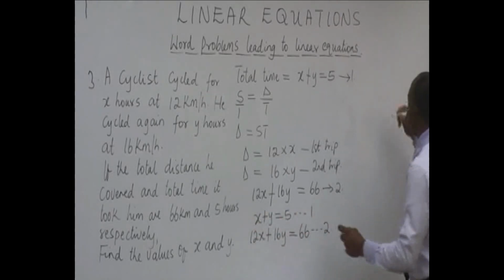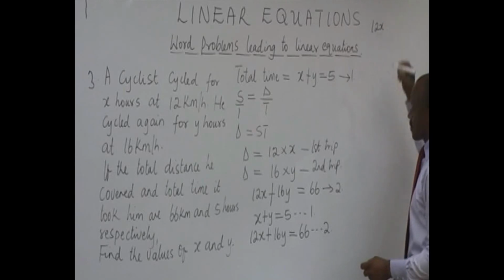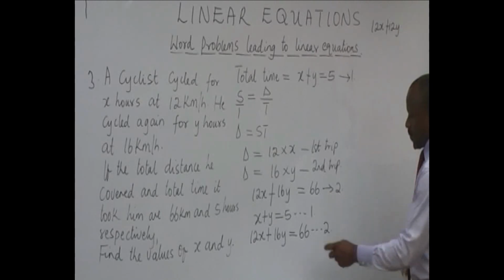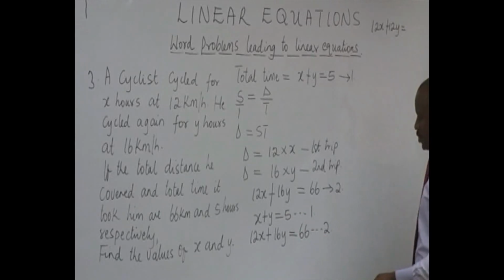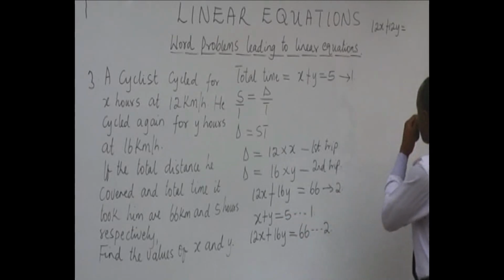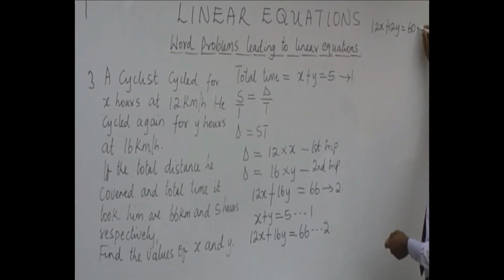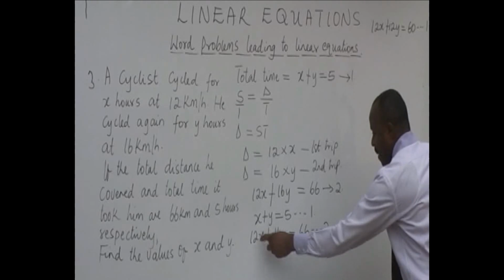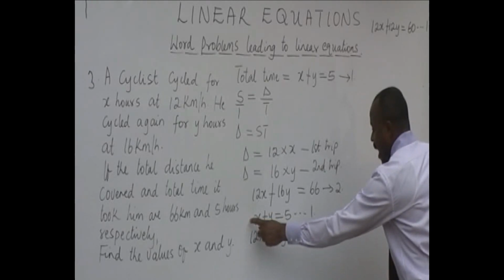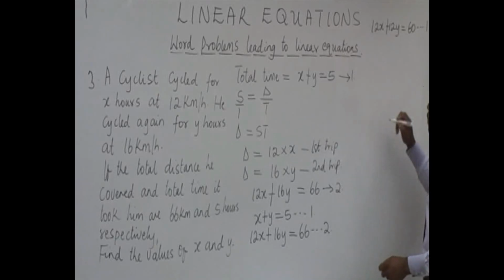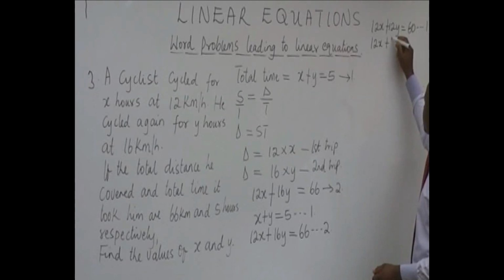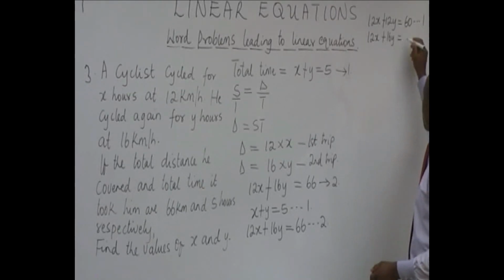12 times x will give you 12x. 12 times y will give you plus 12y. It is going to be equal to 12 times 5, which gives you 60. So this is now our equation 1. Equation 2, we are going to multiply throughout by the coefficient of x in equation 1, which is 1, and 1 times anything is that thing. So we are copying down equation 2 the way it is. You are going to have 12x plus 16y is equal to 66. This will now be our equation 2.